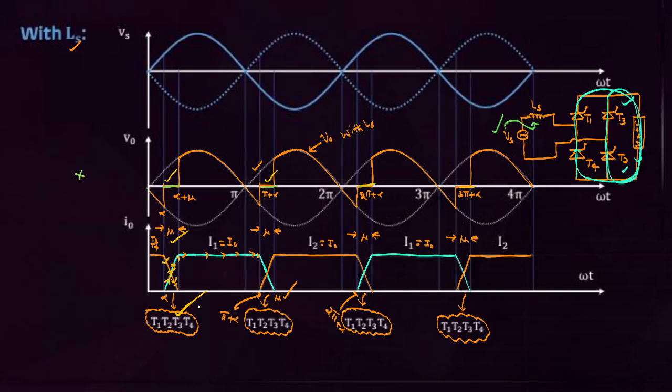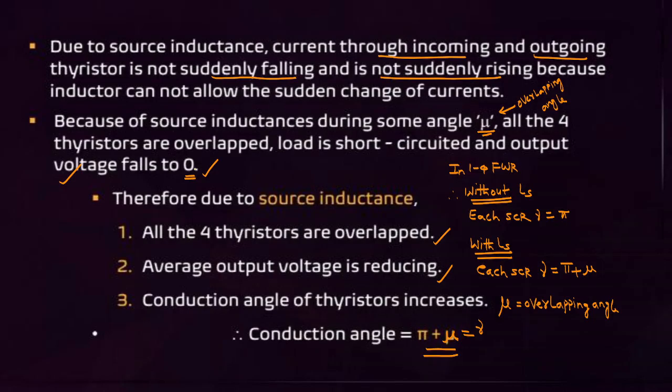Because of that, there is an overlapping of the devices. In a full wave rectifier, how many thyristors are overlapping? All 4 thyristors are overlapping. Very important observation, students. In a single phase full wave rectifier, due to source inductance effect, 4 thyristors are overlapped. During some angle mu, called the overlap angle, all the 4 thyristors are overlapped. The load is short circuited and the output voltage falls to 0. Then what is the effect of source inductance?